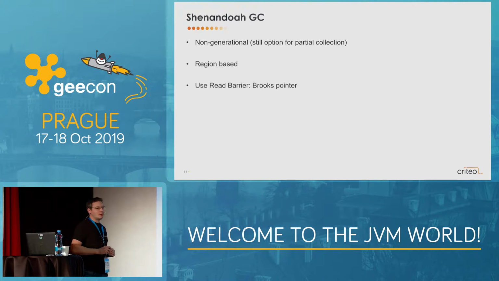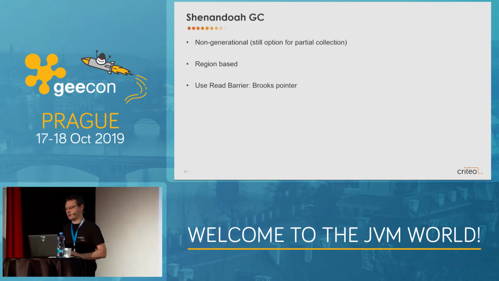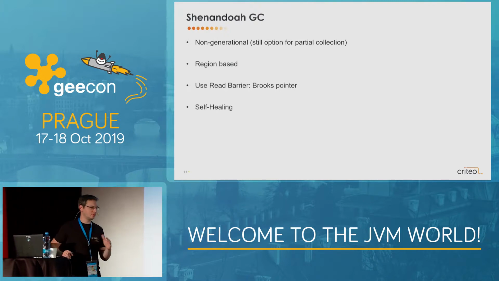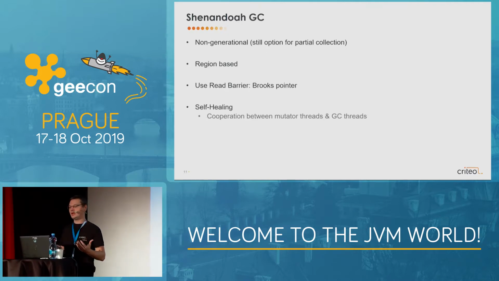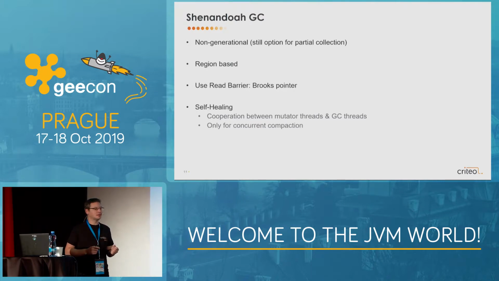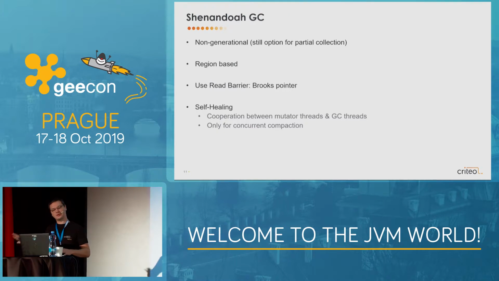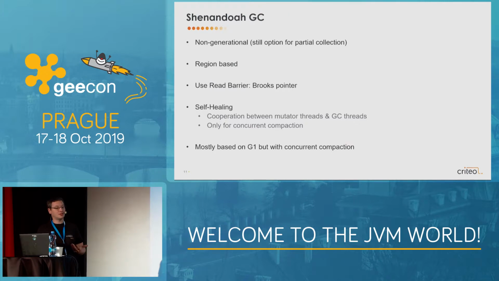And they use a read barrier, the Brooks pointer. We'll talk about it and explain how it works. There is also this concept, constant for all the low latency GCs, of self-healing. Self-healing is the cooperation between the mutator thread, the application thread, and the GC threads. For Shenandoah in particular, it's only for concurrent compaction, not for concurrent marking or other phases, just when they are moving objects from one region to another. So it's mostly based on G1 for concurrent work, but with concurrent compaction.